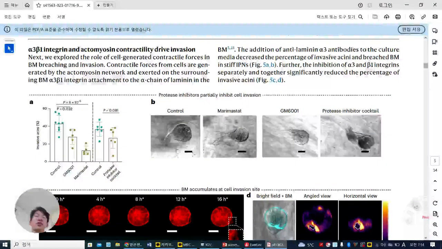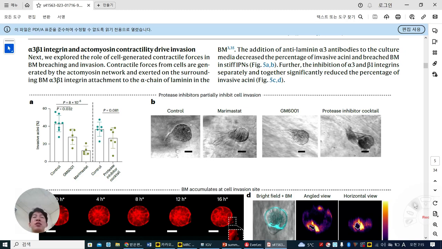And then next, they want to know the underlying mechanism. Previously, a lot was mentioned about the role of MMP or protease to degrade the ECM for invasion. So this GM and Marimastat are MMP inhibitors. When they treat with MMP inhibitor, the arginine formation number goes down. But protease inhibitor has less effect.